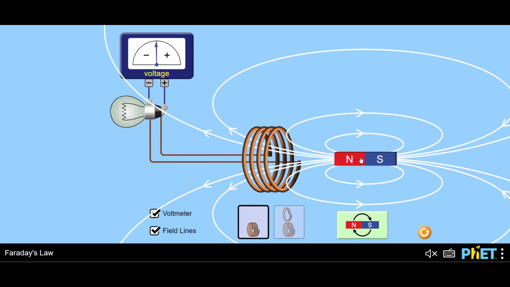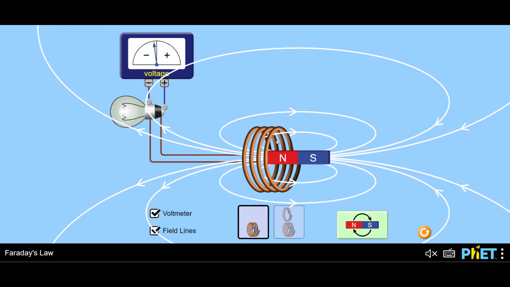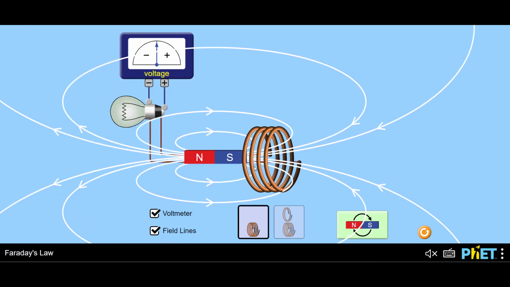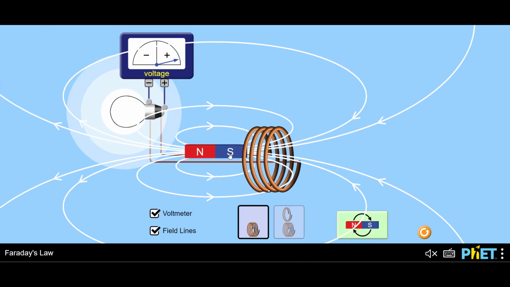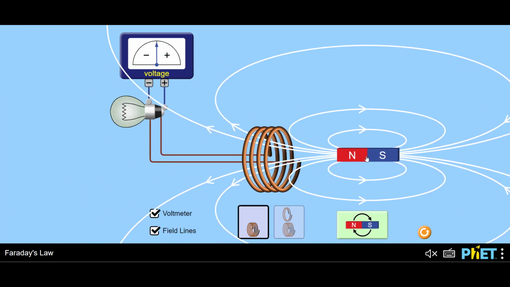Again, look here. This time when the north pole is closer to the solenoid, we are producing a negative, let's say a negative potential difference. That means the current is going in a certain direction. But if I switch it to the other side and the south side is now closer to the solenoid, we are changing the current direction. So if I'm going back and forth, back and forth, what I'm doing here is I am producing an alternating current.